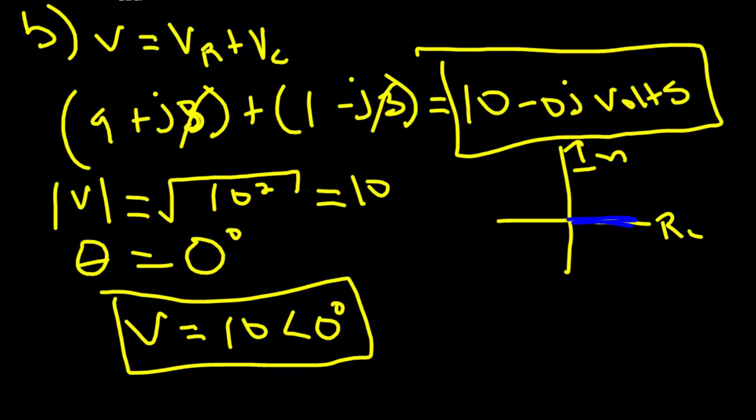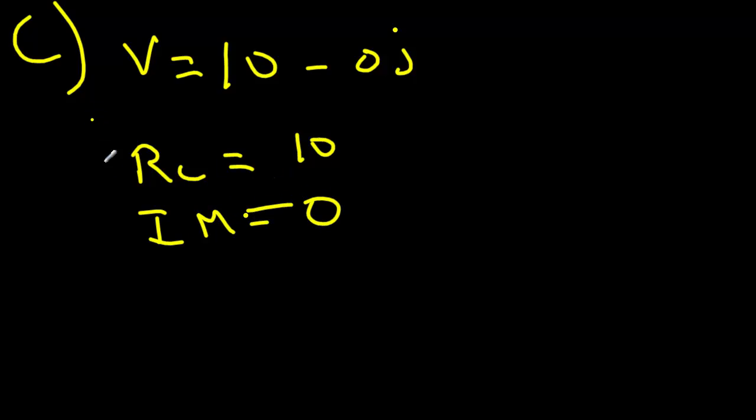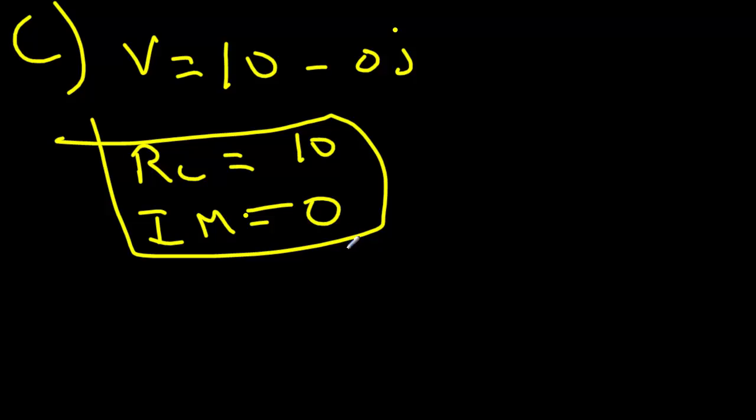There's a third part for 5.5, which is C. C asks us to find the real and imaginary parts of V. We did that in rectangular form: V is equal to 10 minus 0j. So the real part is equal to 10, and the imaginary part, our j term, is equal to 0. That's all that part C asks for, so that's all of 5.5.